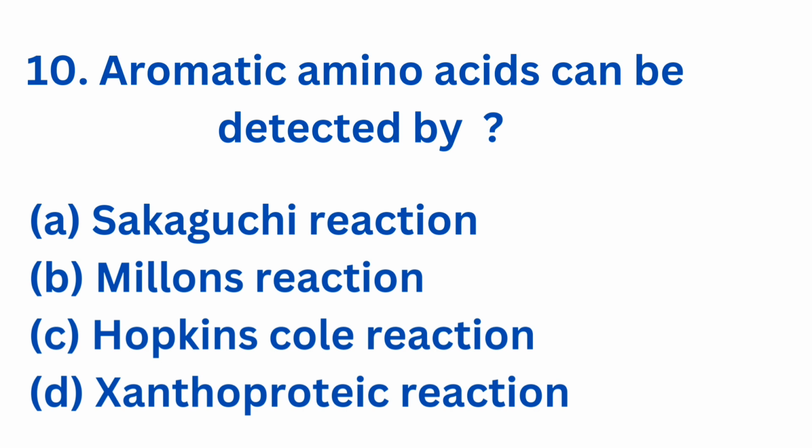Question number 10. Aromatic amino acid can be detected by option A, Sakaguchi reaction, option B, Millon's reaction, option C, Hopkins-Cole reaction, option D, xanthoproteic reaction. Aromatic amino acids can be detected by which of the following methods? The right answer is option D, xanthoproteic reaction.